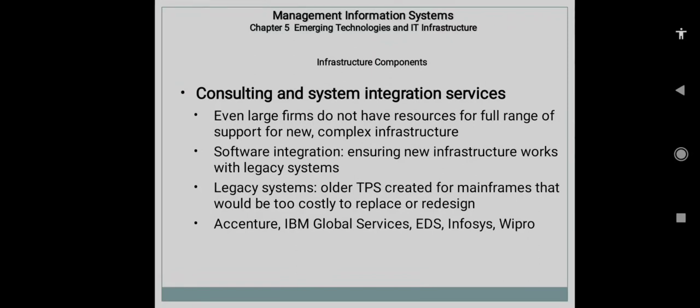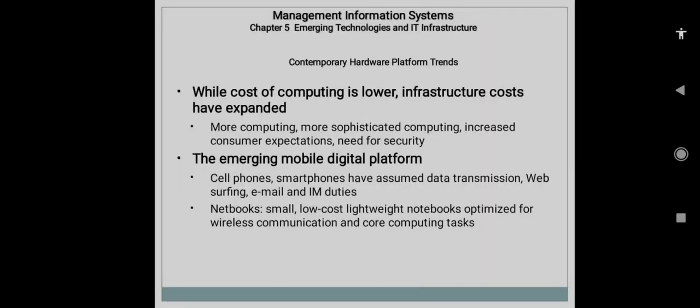Implementing new infrastructure requires significant changes in business processes and procedures, training and education, and software integration. This is a task that firms struggle to achieve on their own, which drives the need for these services. While the cost of computing is lower, infrastructure costs have expanded: more computing, more sophisticated computing, increased consumer expectations, and the need for security.